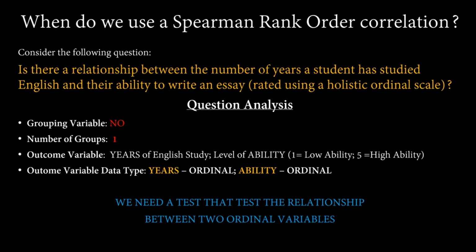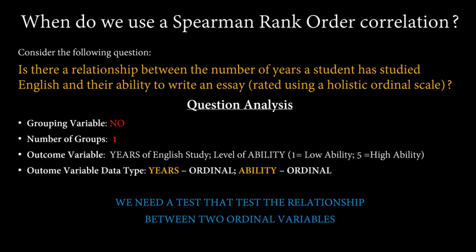So when do we use a Spearman rank order correlation? Well, let's consider a research question. Is there a relationship between the number of years a student has studied English and their ability to write an essay using a holistic ordinal scale? So in this case, we have two variables, both of which are ordinal variables, the years of study and the ability to write an essay, in this case evaluated using a holistic ordinal scale.